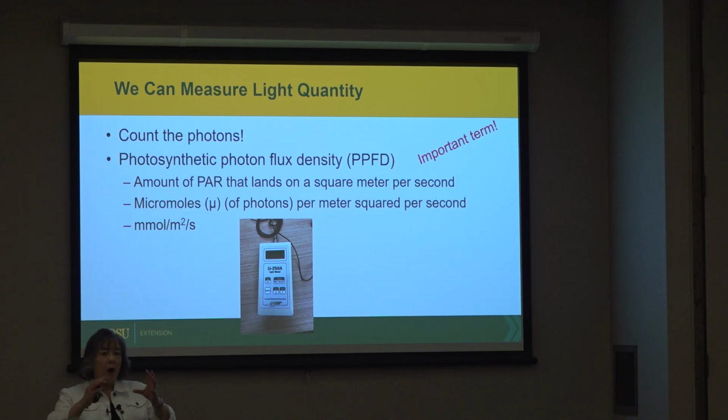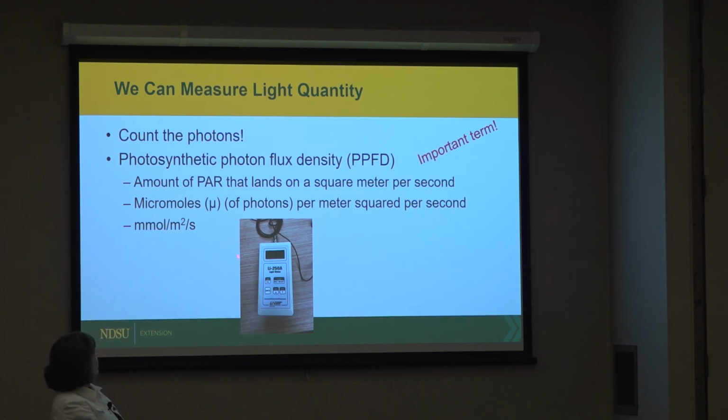So it's the amount of PAR, or the amount of useful light in those specific color ranges that lands on a square meter every second. So it's kind of an instant reading. And this is going to occur in micromoles of photons per square meter every second.